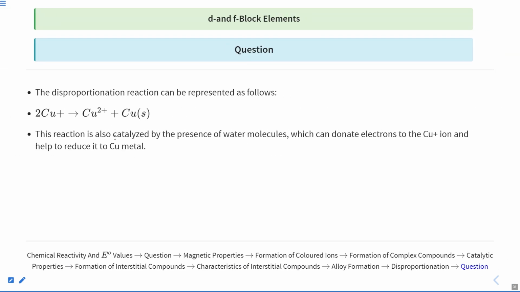So this is the reaction where Cu+ is going to Cu2+ and Cu. This reaction is also catalyzed by the presence of water molecules, which can donate electrons to the Cu+ ion and help reduce it to metal. So this is catalyzed by the water, because it helps in facilitating the transfer of electrons.